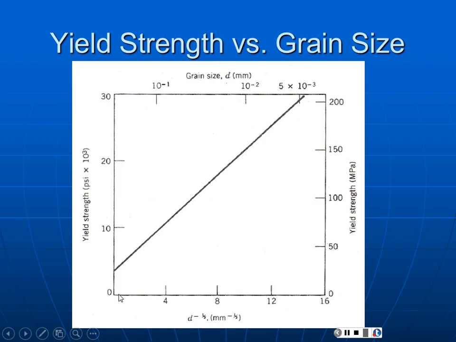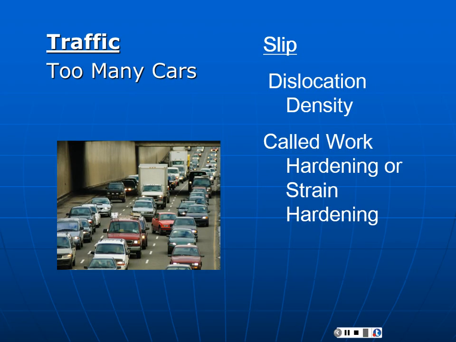We've got a very large grain. And so we see a pretty dramatic increase in this particular metal. Yield strength is rising from about 5 KSI, 4 KSI, to well over 30, over that range of grain sizes. All right, next analogy, too many cars.